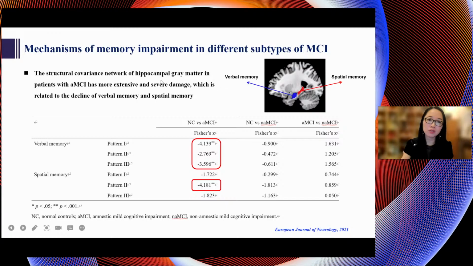And the other one, we also studied the mechanism of memory impairments in different subtypes of MCI, including AMCI and non-AMCI. We found the hippocampal structural networks in MCI patients have severe and extensive damage in three networks. This damage is related to the decline of verbal memory and spatial memory. We all know the anterior part of the hippocampus represents verbal memory, and the posterior part represents spatial memory.